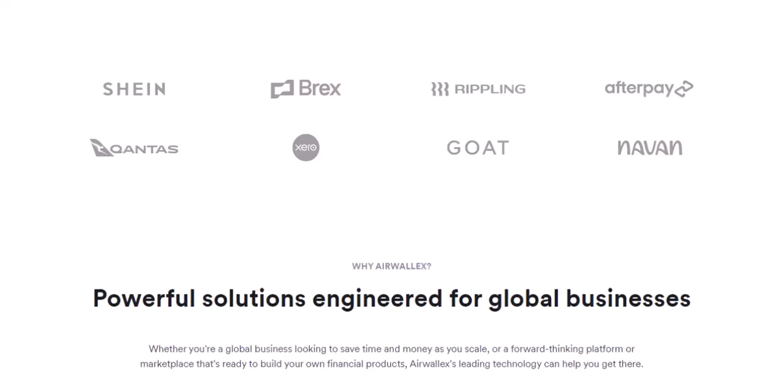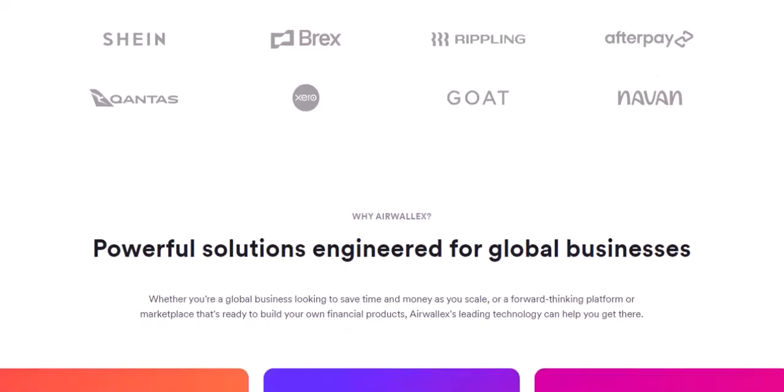Default limits, built-in safety net. Airwallex has preset default transaction limits for each currency. These are like a safety net to prevent accidental overspending. For example, the default limit for USD transactions might be $10,000. But can I change them?